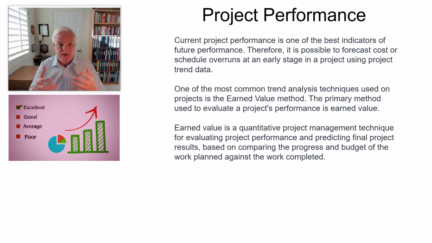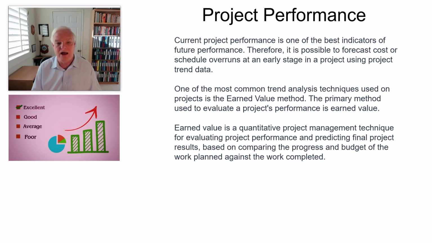Now, current project performance is one of the best indicators of future performance. Therefore, it is possible to forecast cost and schedule overruns at an early stage in the project using project trend data. If you're burning tremendous amounts of budget up front in an area that you shouldn't be expending that much effort, it is an indication that the project is probably going to overrun, and you're going to see a tremendous amount of increase or growth.